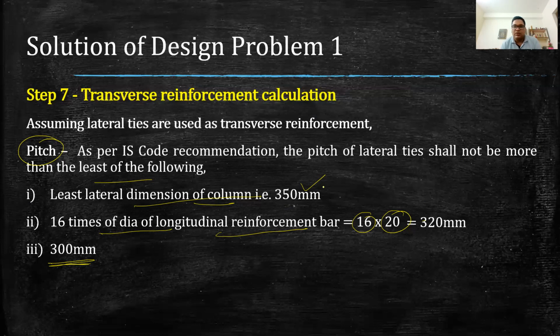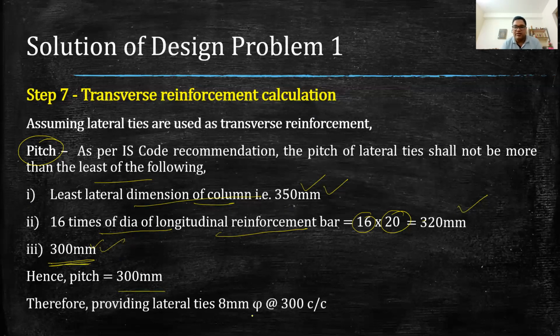So 350, 320 and 300. The least value is 300 mm. So now we can say that the pitch of lateral ties is 300 mm. So we can say provide lateral ties 8 mm dia at the rate of 300 center to center. So that completes our design.